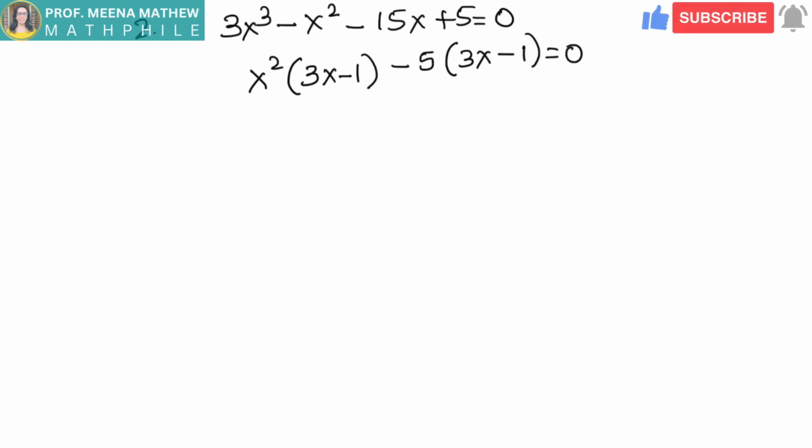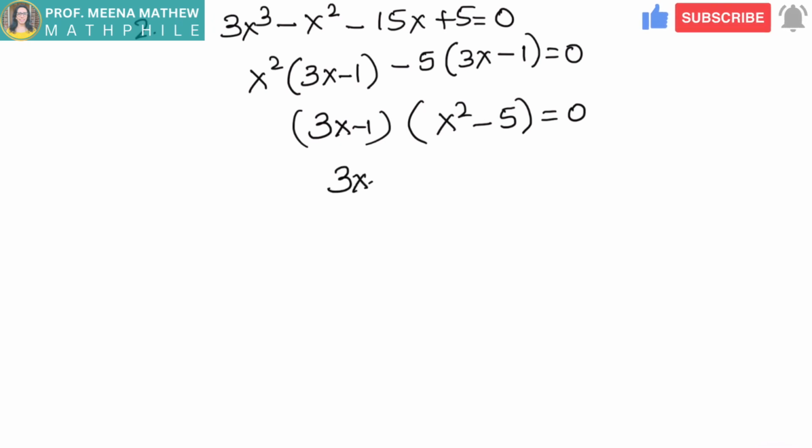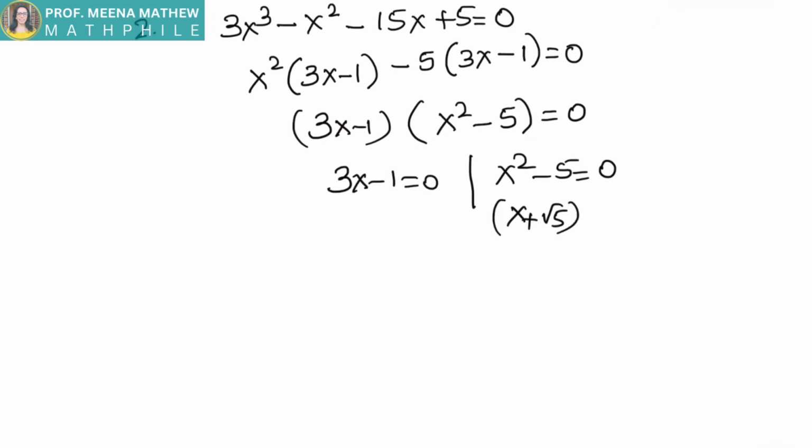Here we have two terms. In these two terms we have a common factor 3x minus 1. So I am going to take the common factor 3x minus 1 outside. Then the remaining terms are x square minus 5 equals 0. So 3x minus 1 equals 0 and x square minus 5 equals 0. Here x square minus 5 we can factorize again. That is x plus root 5 and x minus root 5 equals 0.